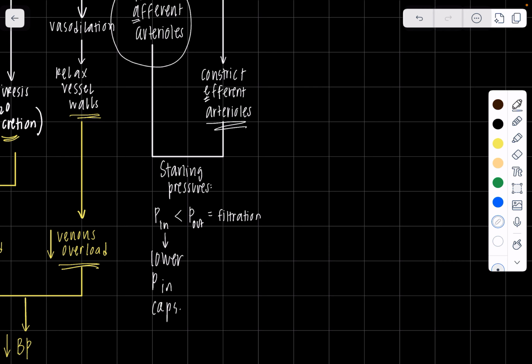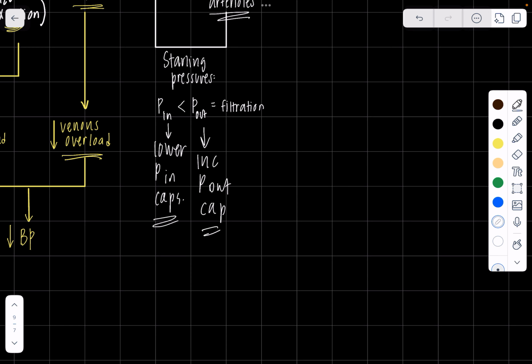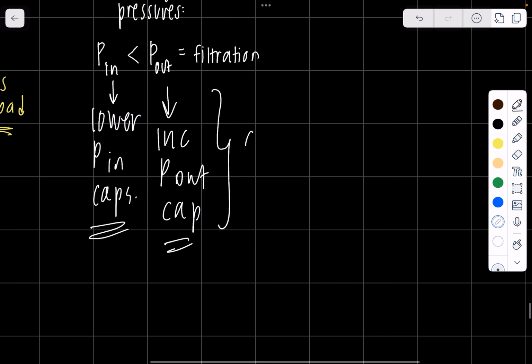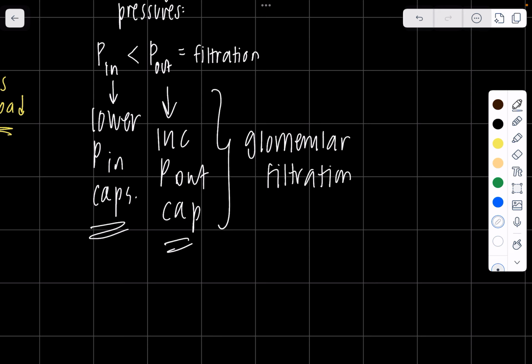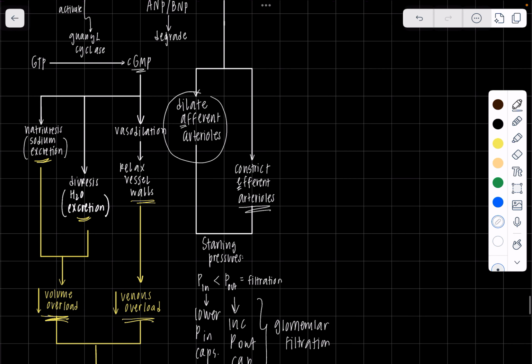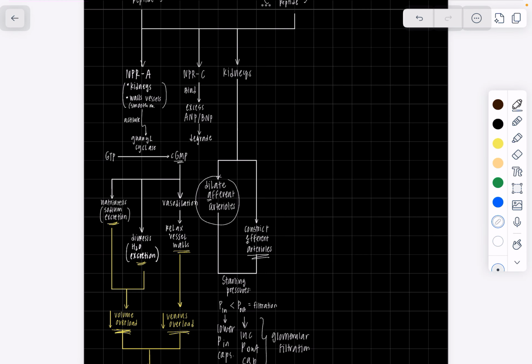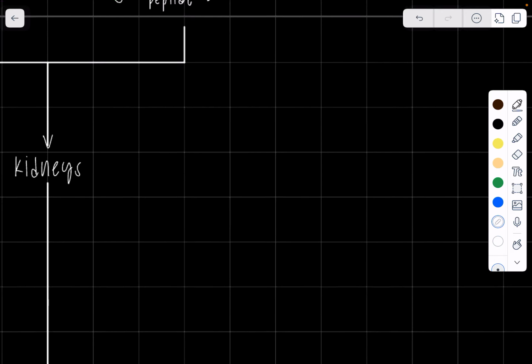And when we're constricting our efferent arterioles, we are essentially increasing the pressure of that outgoing blood from the capillaries. So again, these two mechanisms together are what enable glomerular filtration. And to step back a little further, it explains how the ANP and BNP pathways help us filter blood by regulating pressures.